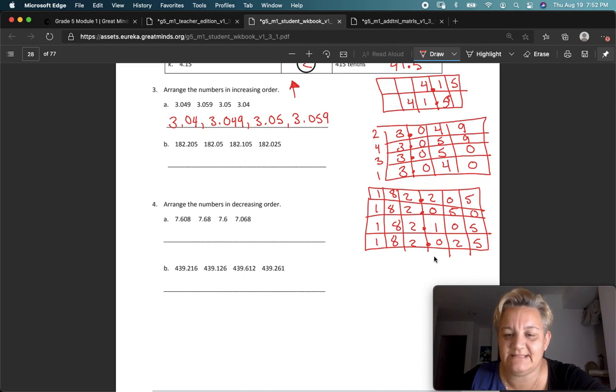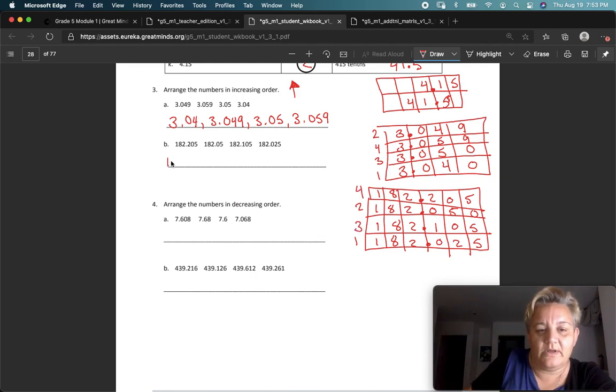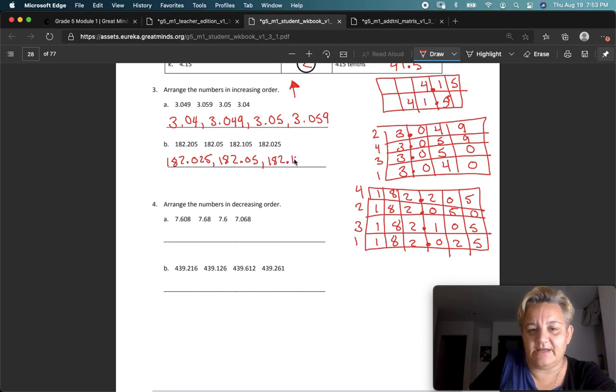Okay, so 182, 182, 182. So now we have to go to the 10th spot. And the 10th spot has 2 that start with 0, so those are obviously the smallest. So 0, 2 or 0, 5, which one's smaller? 0, 2, right? So this is 1, and that would make this 2. Now, again, we're going to go back to the 10th spot. 1 comes next, right? And then 2 comes after that. So 182 and 25 thousandths. 182 and 5 hundredths. 182 and 105 thousandths. And finally 182 and 205 thousandths.